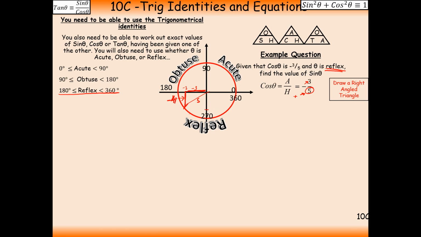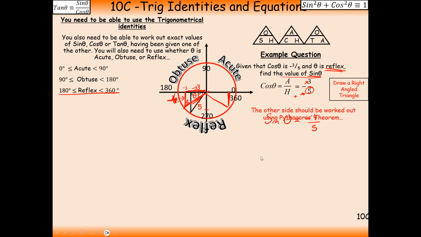Okay, so it's saying, find the value of sine theta. So this is our theta here, and we're going to write sine of theta equals, read it from the triangle, opposite divided by hypotenuse. Opposite is minus 4 divided by 5. Do you understand why it is minus 4? Because the y-axis in this quadrant is negative. It doesn't matter whether it is the third or fourth quadrant. The y values, or opposite side, are negative.